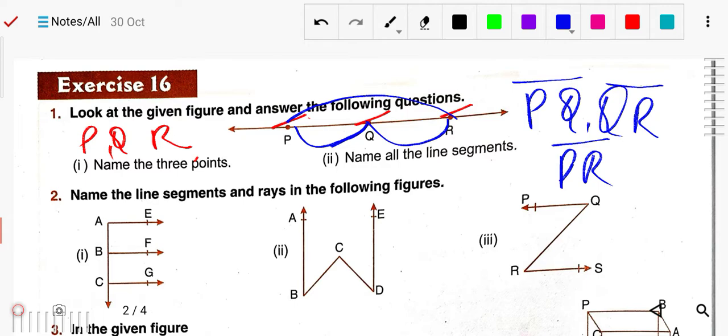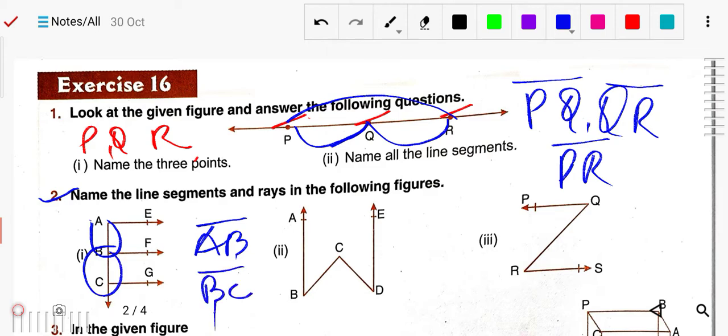Okay, number 2, name the line segments and rays in the following figures. So you have to write the line segments as well as rays. For line segments, you can see one part is there, AB, so you can write AB. Then BC, yes, one part is there, BC, and the whole from A to C, A to C full, so you can write AC also.